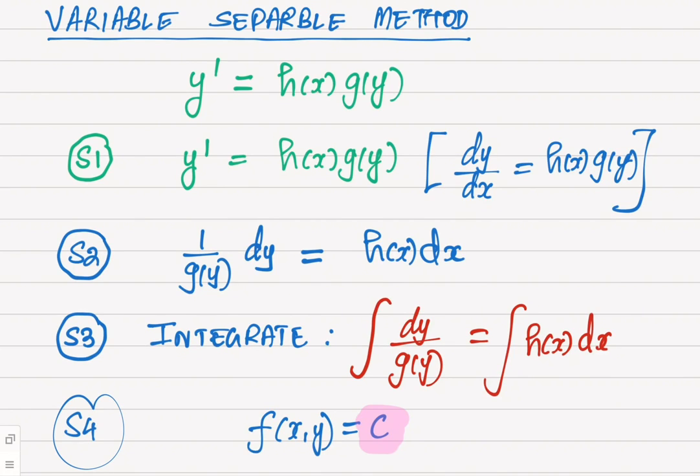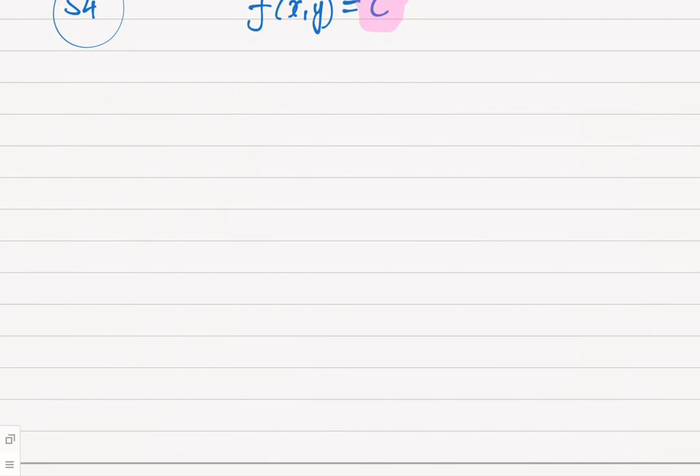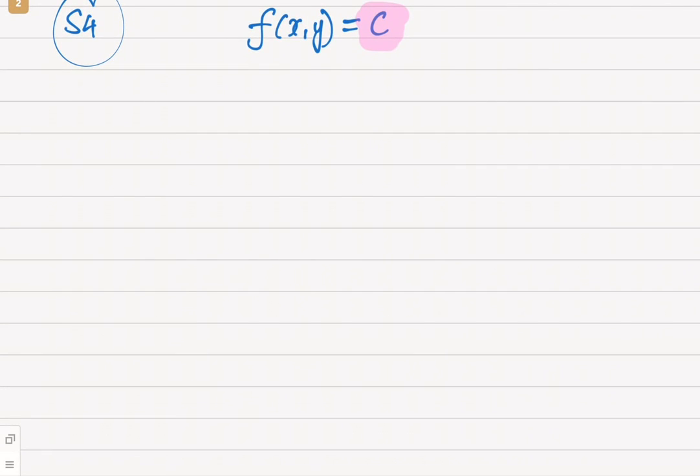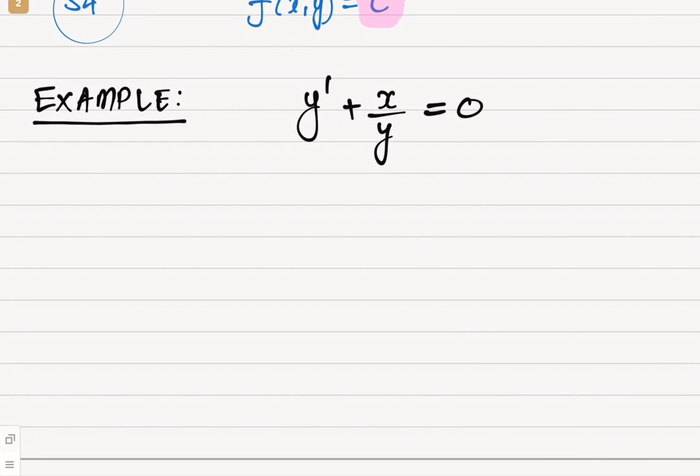Now let's take a look at an example of solving with this variable separable method. Let's take a look at example 1. A very simple example: y prime plus x over y equals 0. There is no initial condition given. This is just a differential equation. Let's see how we solve this.